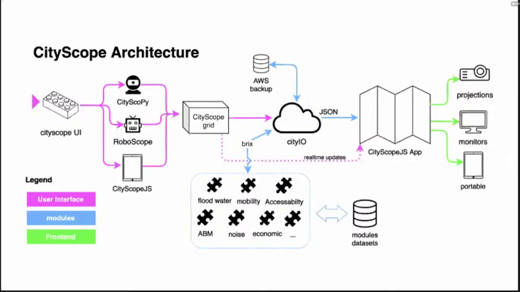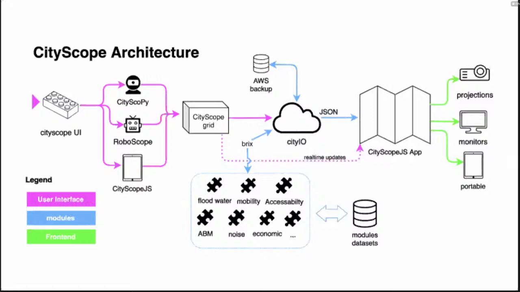So this is how the Cityscope architecture looks like. All the links in pink show different ways in which the user can edit the grid. And this is agnostic, so the grid exists in the server. It can be edited in any variety of different ways. Any edit to the grid will be reflected in the CDIO server. Changes in the server will welcome the modules that will post indicators to CDIO. Those are the light blue lines. And finally, the green lines on the right-hand side represent the different ways that you can visualize the information posted to CDIO. You can project on a table, a web browser, an iPad, etc.